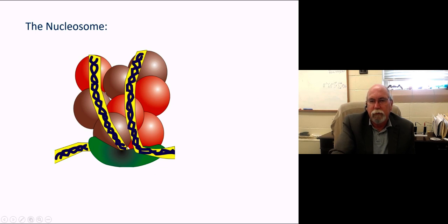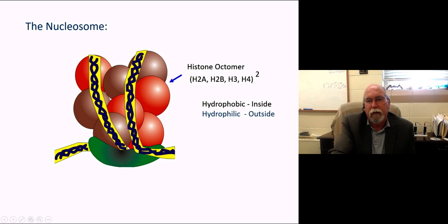So let's go back and look at this nucleosome and review the parts. We've got this octamer, so 8 histones in the middle, and each one of these is doubled. It turns out that the areas of these histone proteins that are on the outside of the nucleosome are hydrophilic, water loving, and the parts found toward the inside are more hydrophobic. So there is a chemical relationship here to the cellular water and to the types of residues that occur on these proteins.